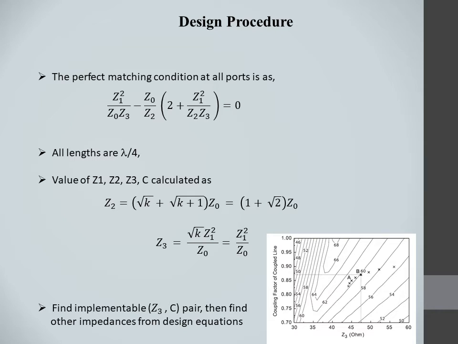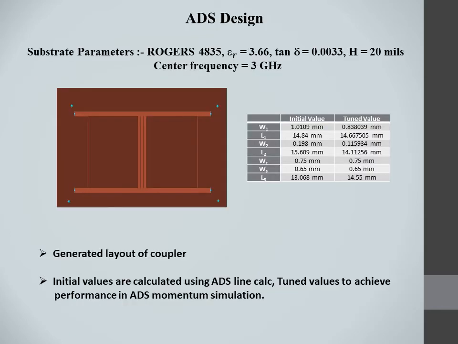For the 3-line coupler, a fractional bandwidth contour can be drawn to obtain a plot between coupling factor and impedance of 3 line as shown at the bottom. So we just need to find the implementable value for impedance and coupling factor, and then we can proceed to find the value of Z1 and Z2 as per the design equations. With the design formulas, I evaluated all the impedances with the substrate parameters as shown at a center frequency of 3 GHz and designed the circuit on ADS.